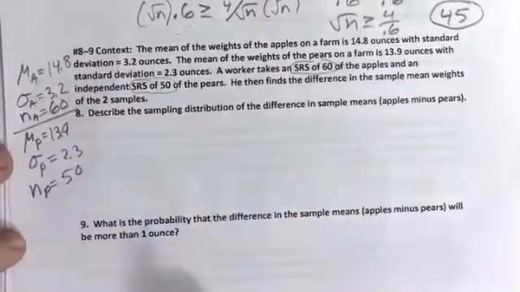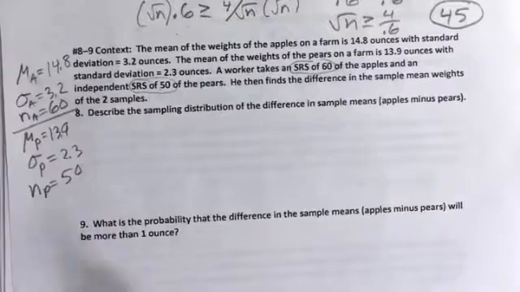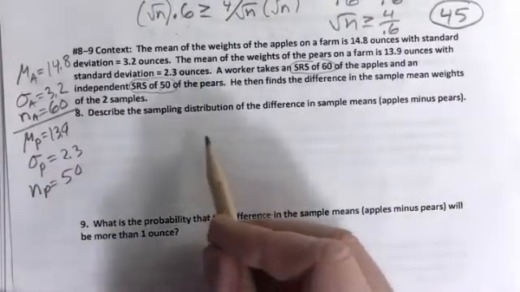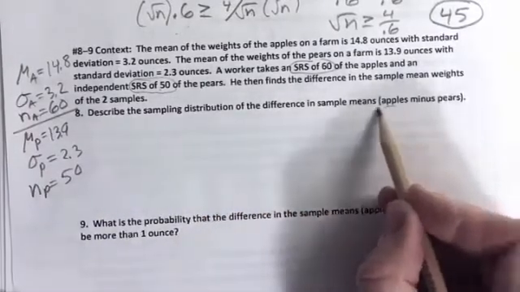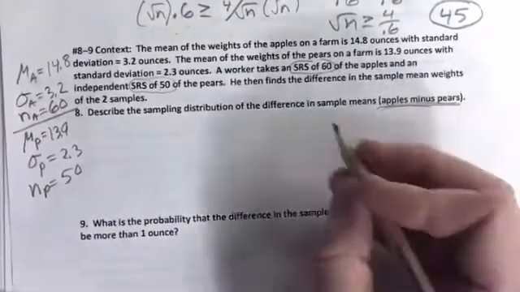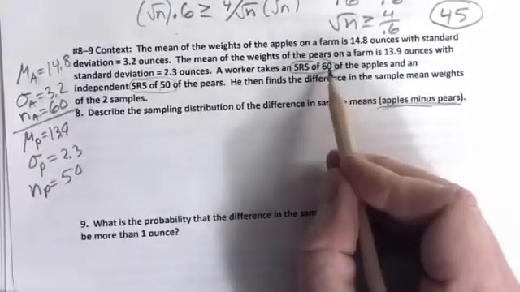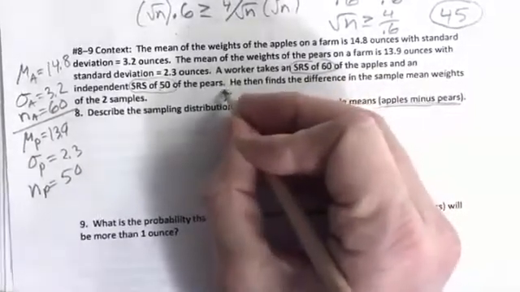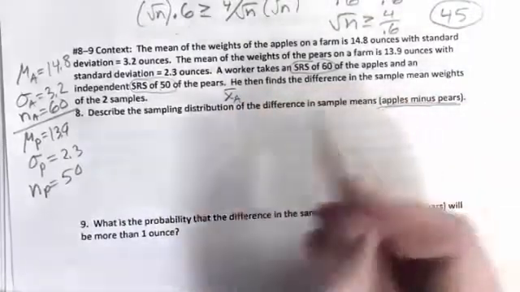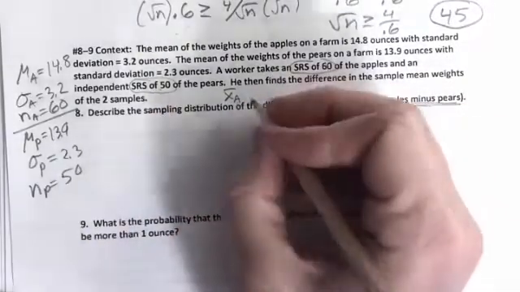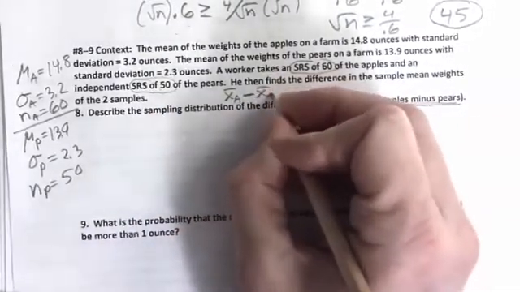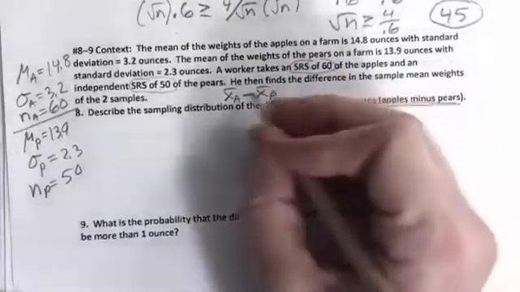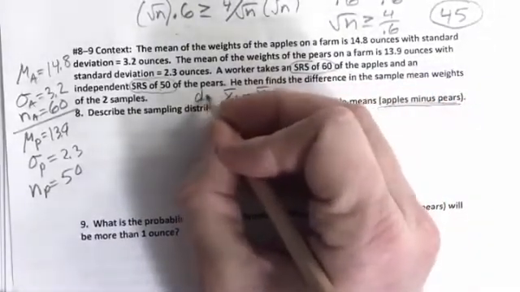Describe the sampling distribution of the differences. What's happening here is they are subtracting apples minus pears. They're taking a sample of 60 apples, finding the mean, so that would be the X bar of the apples. And then they're finding an SRS of 50 of the pears and finding the mean, so that would be X bar, and subtracting them. So they're finding a difference.